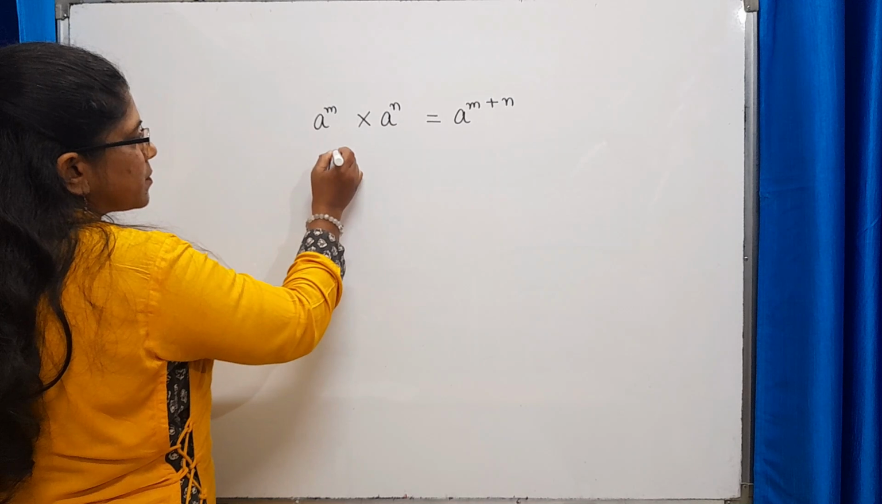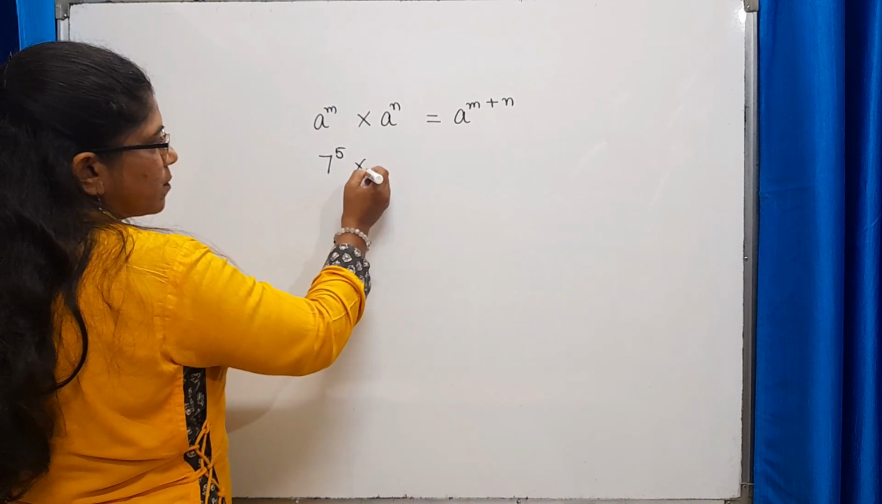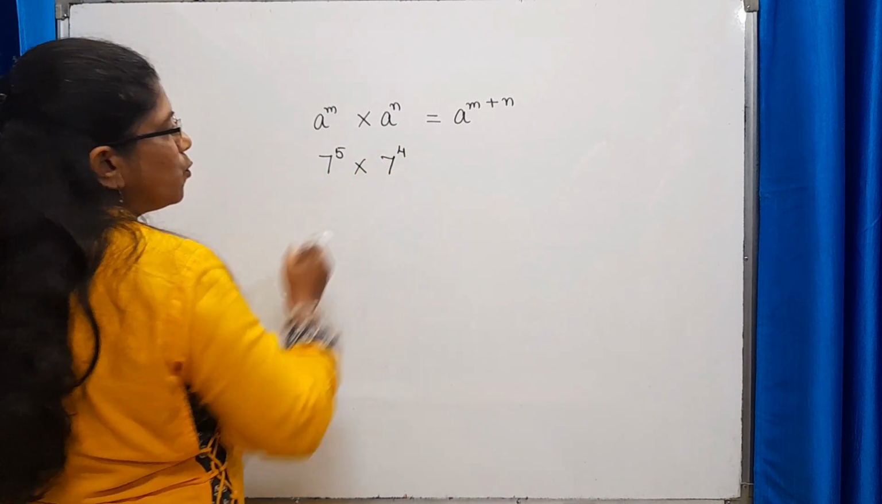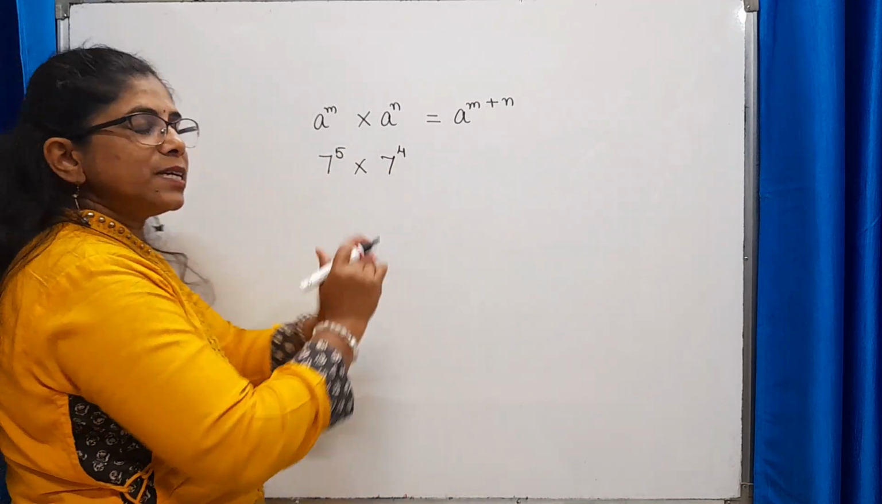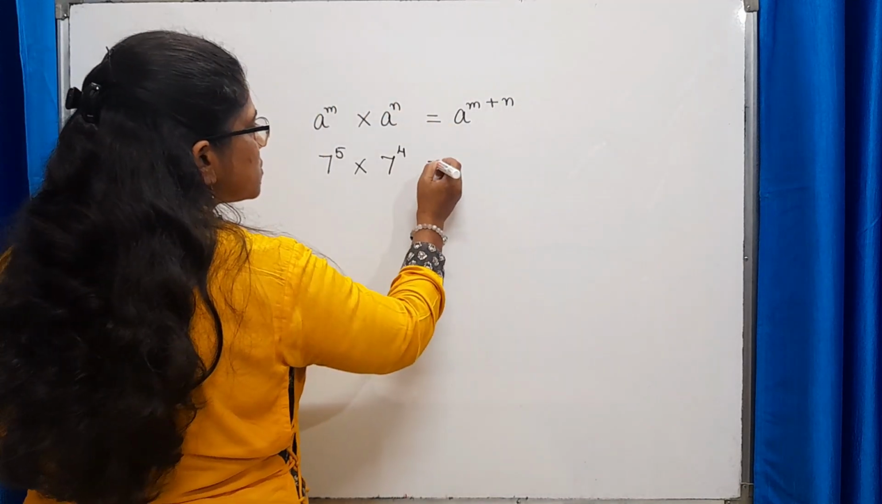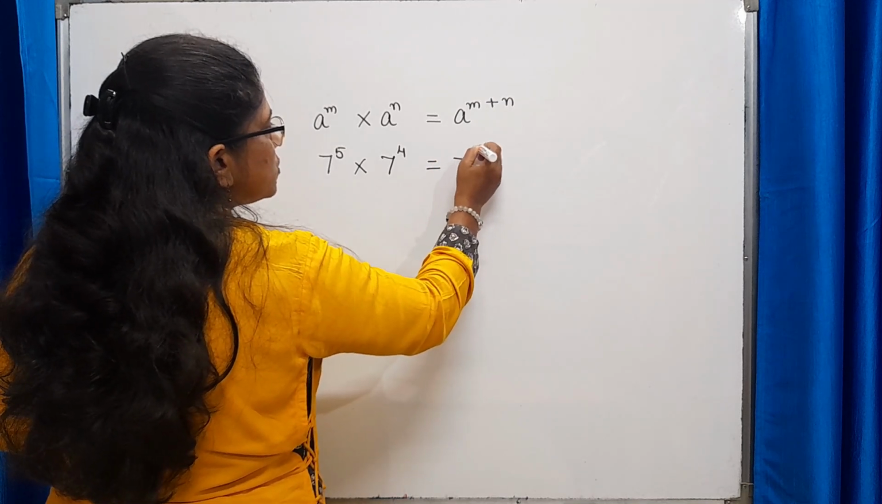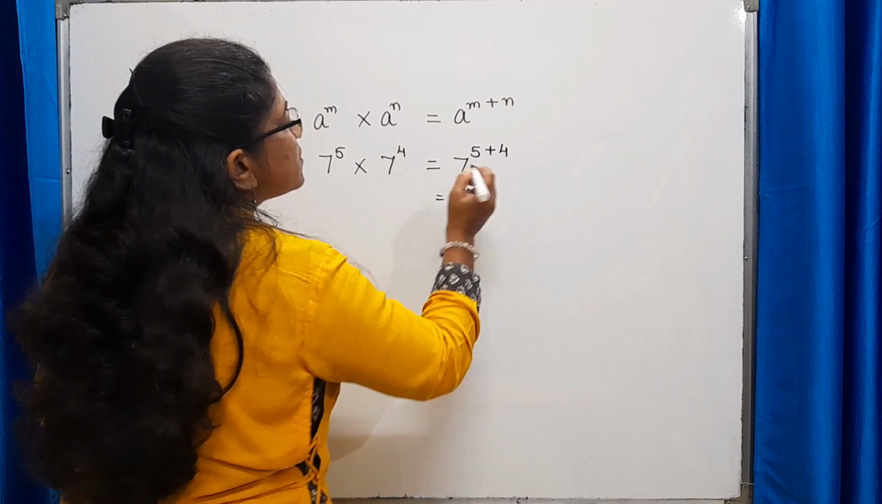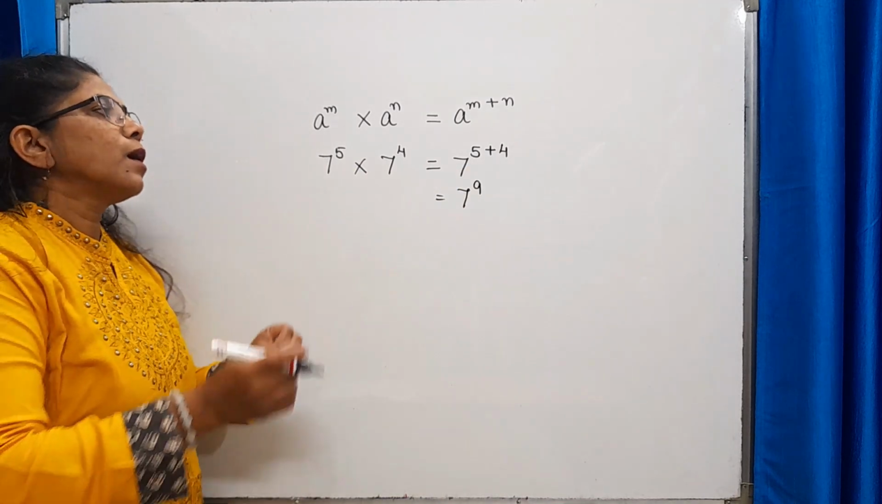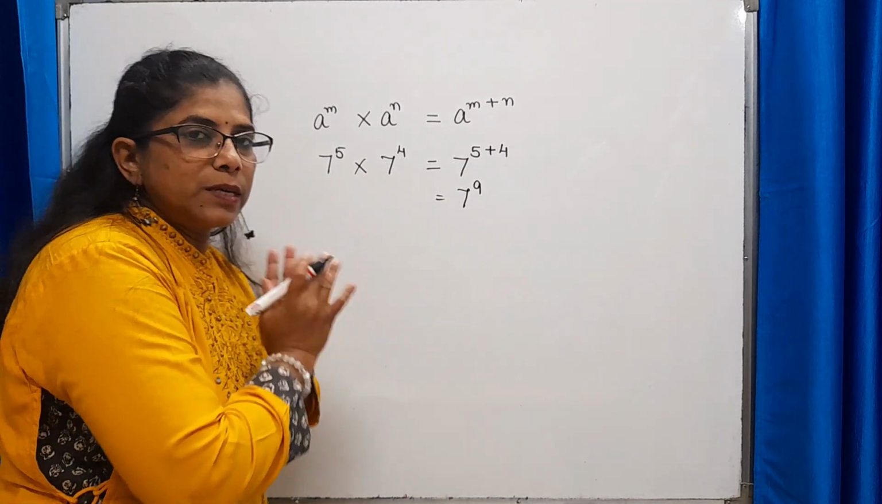Base is same. 7 to the power of 5 into 7 to the power of 4. Means here in first case 7 is multiplied 5 times. In second case 7 is multiplied 4 times. So the answer is 7 to the power of 5 plus 4, which is nothing but 7 to the power of 9. Okay, this is one simple example.